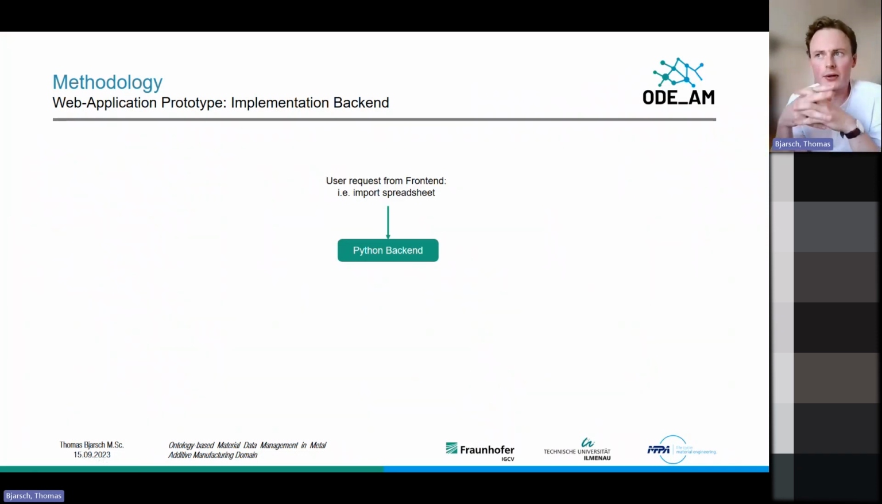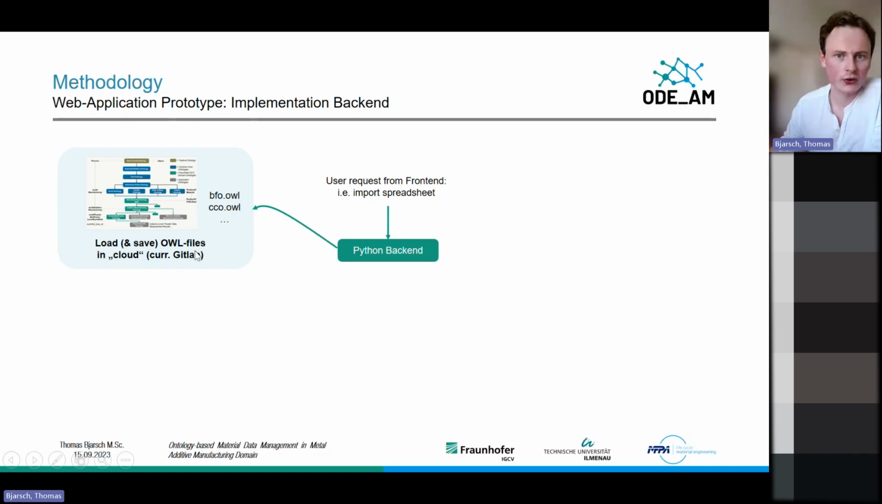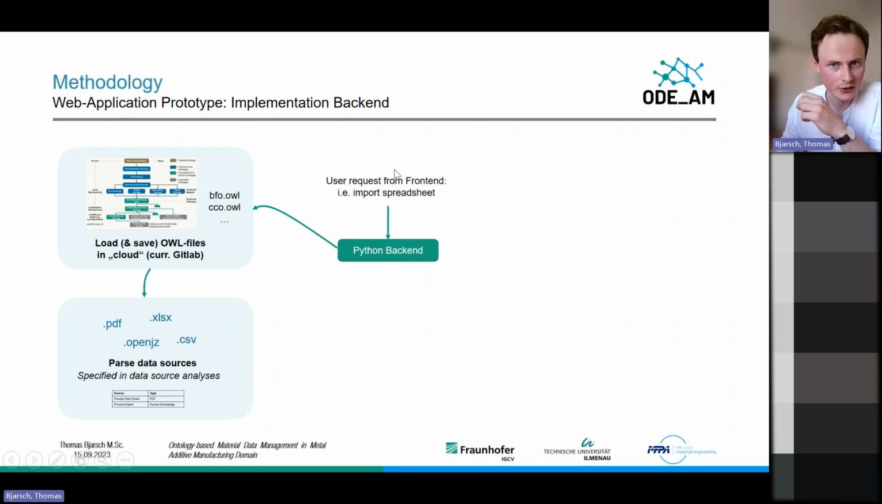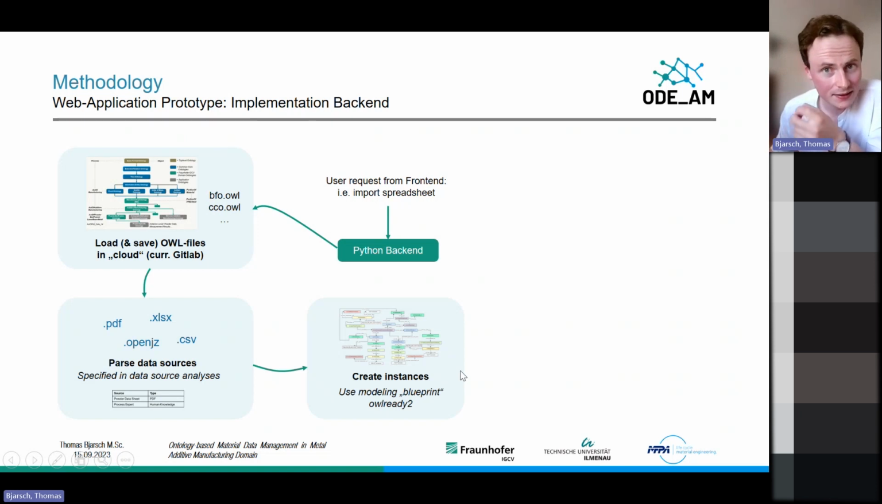So if the user, for example, selects from the front end that he wants to import a spreadsheet, then this request goes to the Python backend, in this case, a Flask application. The Flask application will download all the OWL files from a repository. So the BFO, the Common Core ontologies, or the domain ontologies as OWL files. Then the backend will parse the spreadsheet and actually pick out the information. Then the instances are created using Owlready2. So here we actually use the blueprint, how we want to model our information.